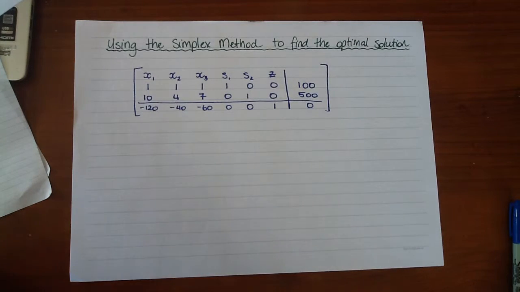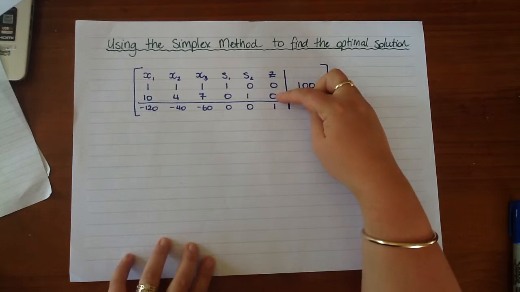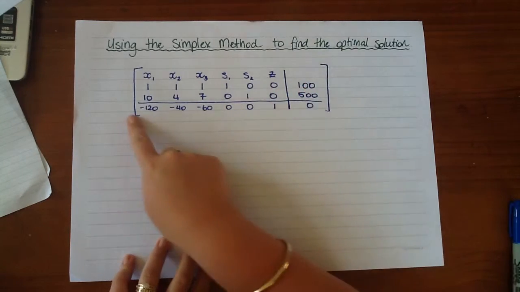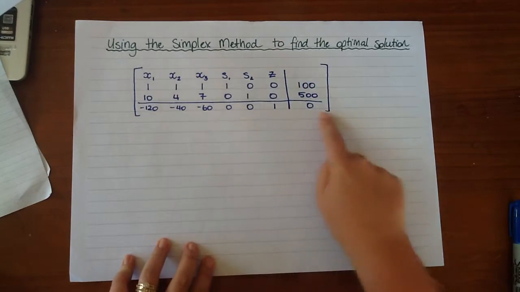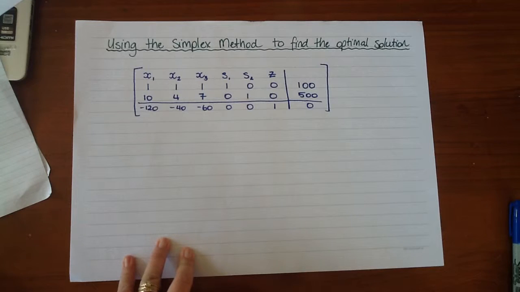In this video, I'm going to show you how to use the Simplex method to find an optimal solution. What I'm starting with there is the augmented matrix. You can see these are the two constraint equations, and this would be our max z equation here. For the first part of the Simplex method, we have to work out what our pivot value is, what we're going to use to pivot to try and find a solution.